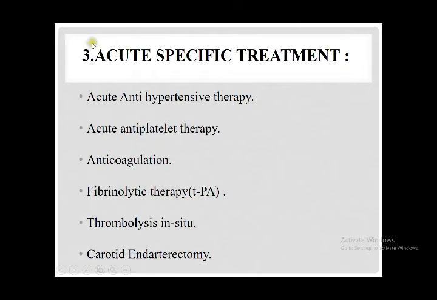This is the most important acute specific treatment slide that you should know about in patients with vascular event, especially with ischemic strokes. Which patient will need acute antihypertensive therapy, and acute antiplatelet and anticoagulation, fibrinolytic therapy, thrombolysis in situ, carotid endarterectomy? These are basically all specific treatments usually utilized, except for acute antihypertensive therapy. These therapies are utilized in patients with ischemic stroke acutely.